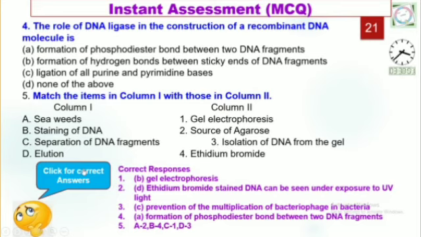The prevention of multiplication of bacteriophage is done through restriction enzyme. That's why it's called restriction endonuclease. And ligase forms phosphodiester bond between two fragments. Seaweeds are the isolated source of agarose. Staining of DNA is done by ethidium bromide. Separation of DNA fragments through gel electrophoresis. And elution means isolation of DNA from the gel.